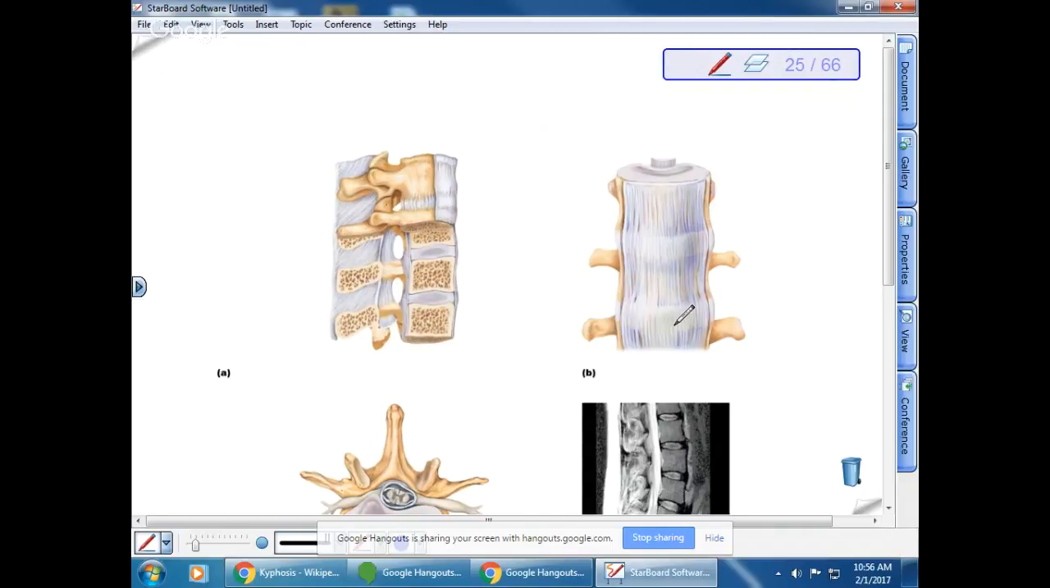Okay, so if we look at the vertebrae, it's important to realize that the vertebrae articulate with each other. If we look at the structure, the vertebrae sit one on top of each other. They have these articulations which are called facets. So we would say that the vertebrae articulate with one another.